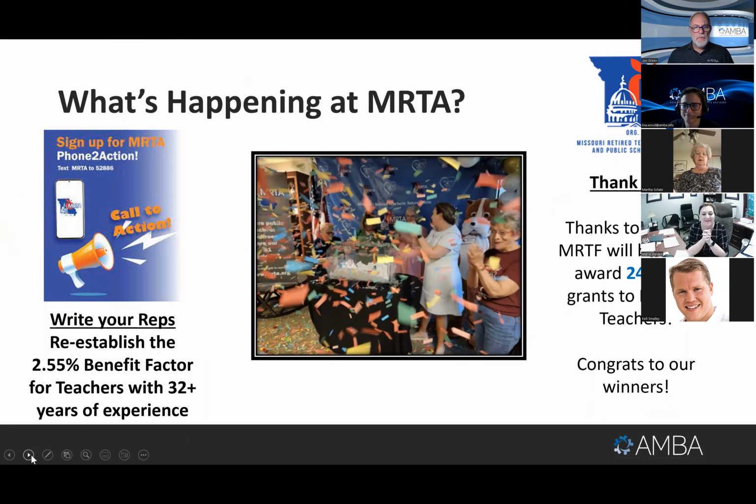And I would urge everyone to sign up for Phone to Action. It's a great perk of being a member of MRTA. We send out a text message to all cell phone users that we have that essentially says if there's a problem and it's going to cost the pension system or our education system a lot of money, we're going to send a bill out and tell you to reach out to your elected officials. I urge everyone to sign up.